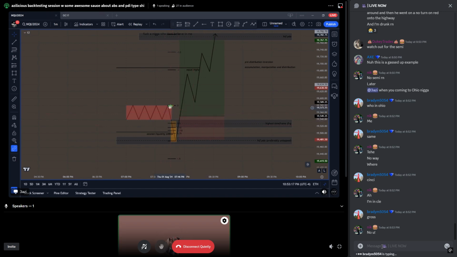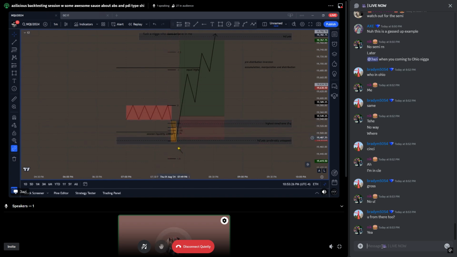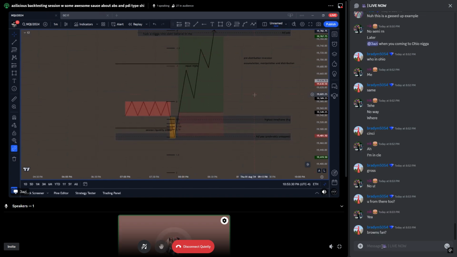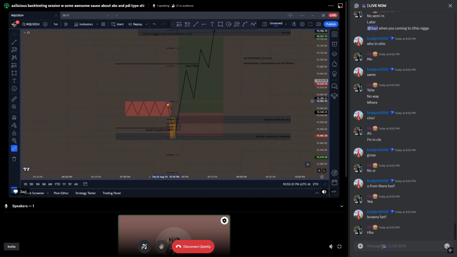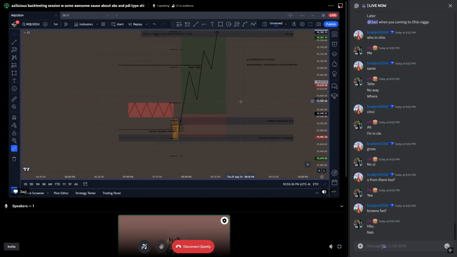I like to think of this in legs. I mean, in ranges. This is the A range, this is the B range, and this is the C range. So the accumulation range is the A range, the manipulation range is the B range, and the distribution range is the C range. Okay. So we manipulate in this case down, and we manipulate into something significant.